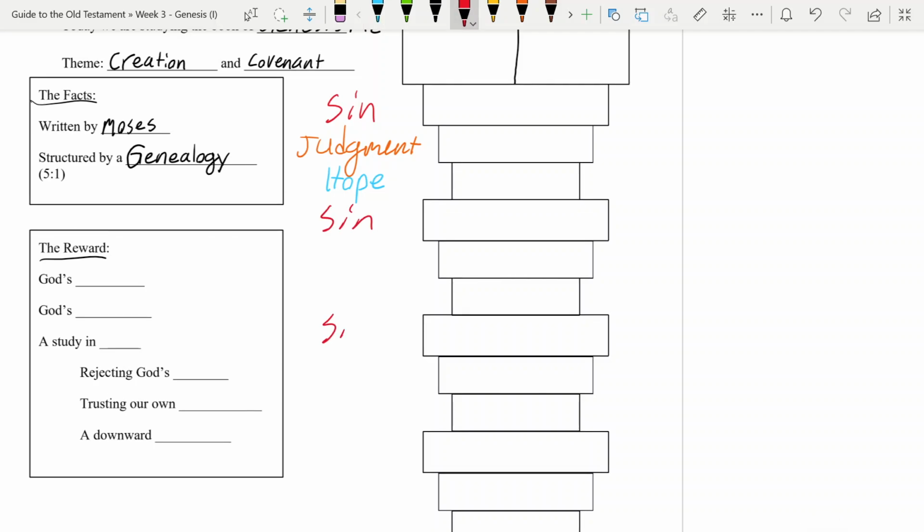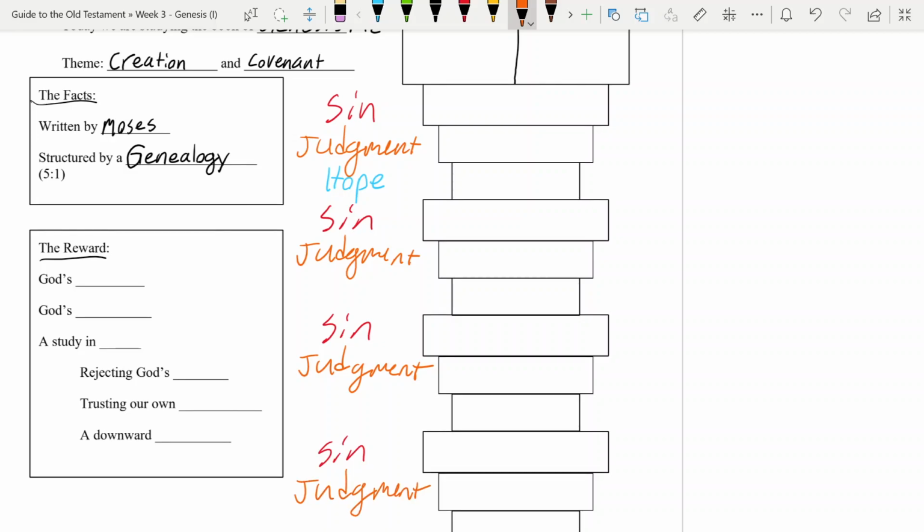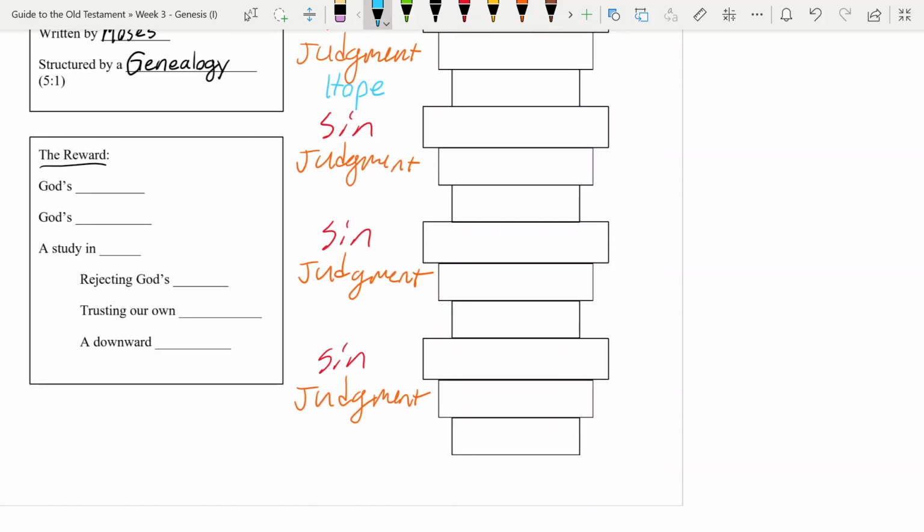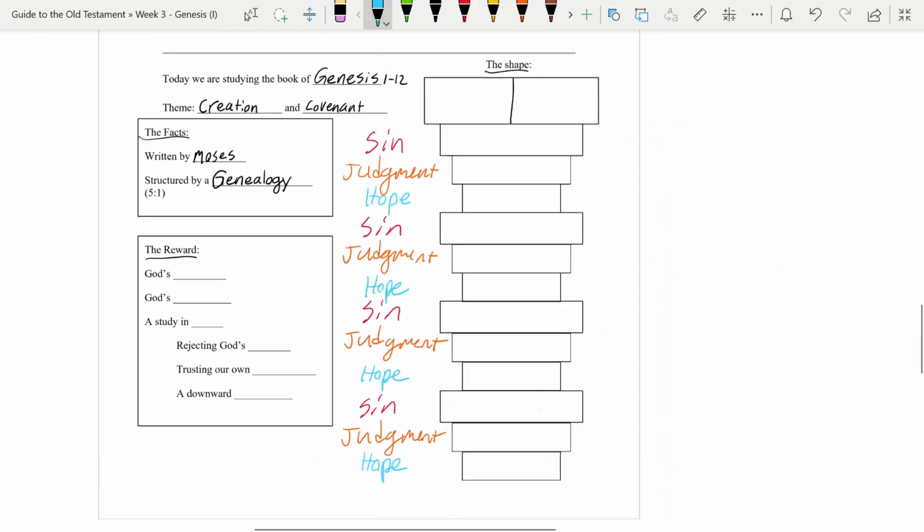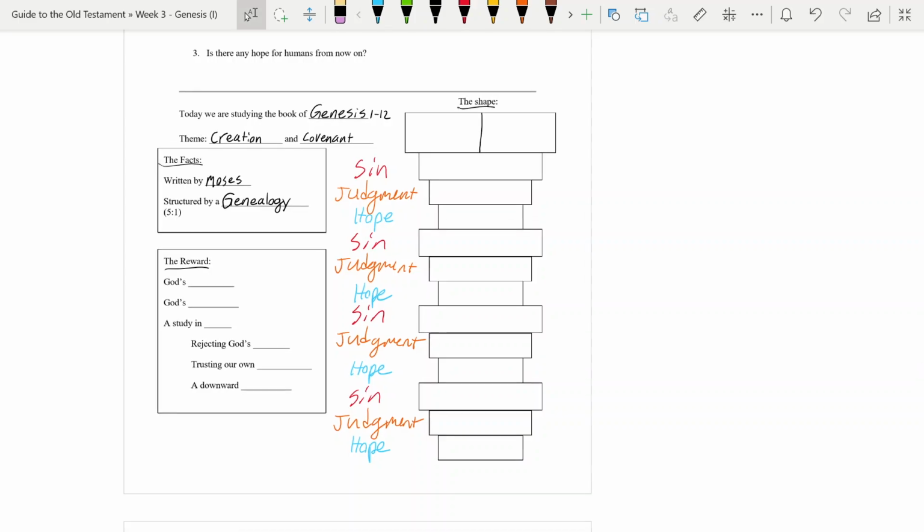Sin and sin and sin. Judgment, judgment, and judgment. And then last, hope, hope, and hope. So that's the sort of rhythm of these 11, 12 chapters of Genesis that helps us keep track of where we are.